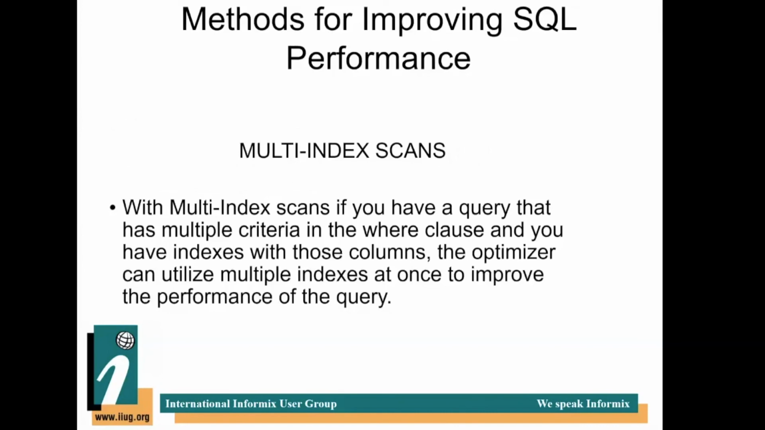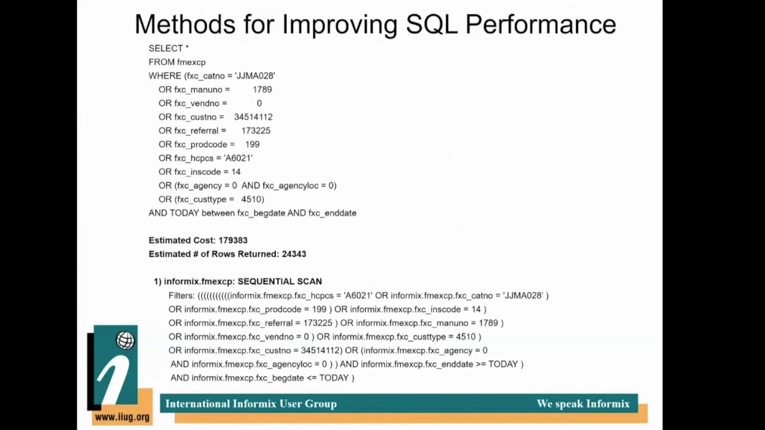So with multi-index scans, if you have a query that has multiple criteria in the where clause, and you have indexes with those columns, the optimizer can utilize multiple indexes at once to improve performance of the query. So here's a case where we're selecting from a table, and we have where this value equals this, or, and then an and clause. When I run set explain on it, it's showing we're getting a sequential scan. So then I start to look for, okay, which one of these columns have indexes on them?